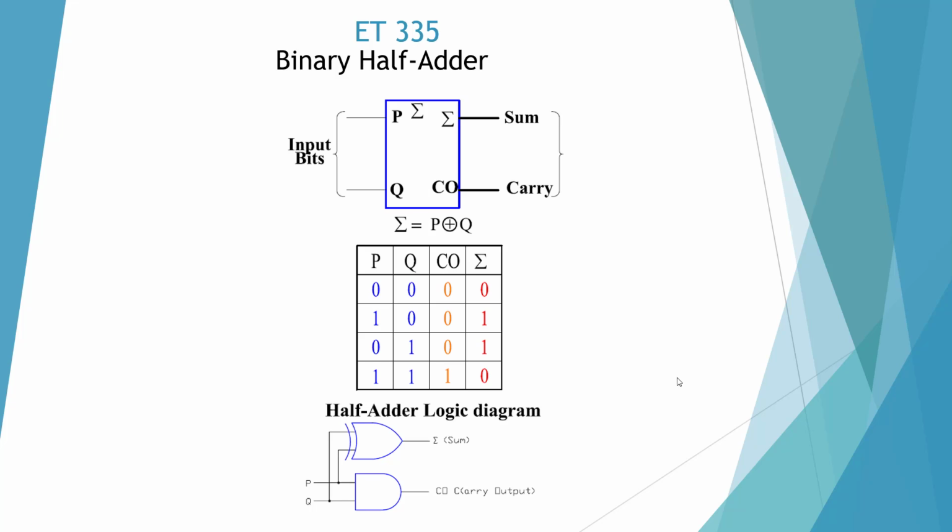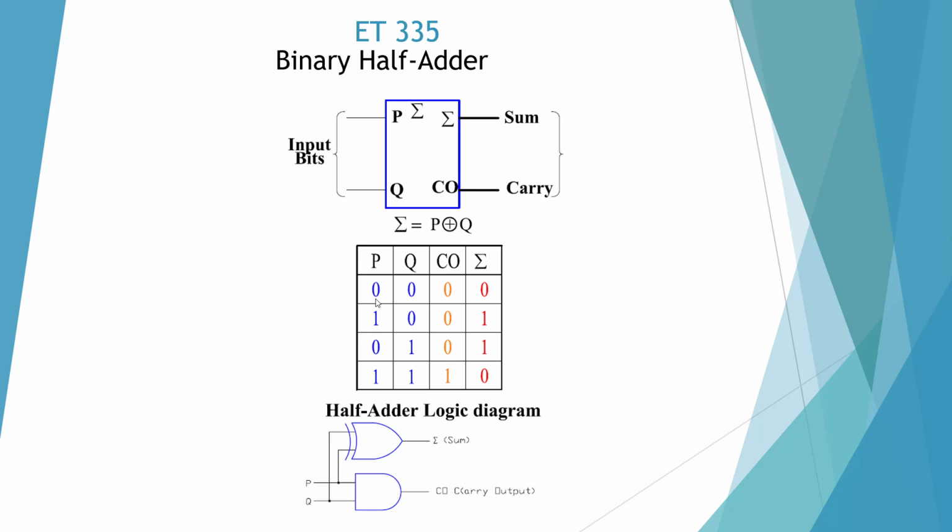Here I have a binary half adder, and here's our logic symbol. So we have a P and Q, those are the inputs. Sum would be the addition of these two, and here CO would be a carry out.